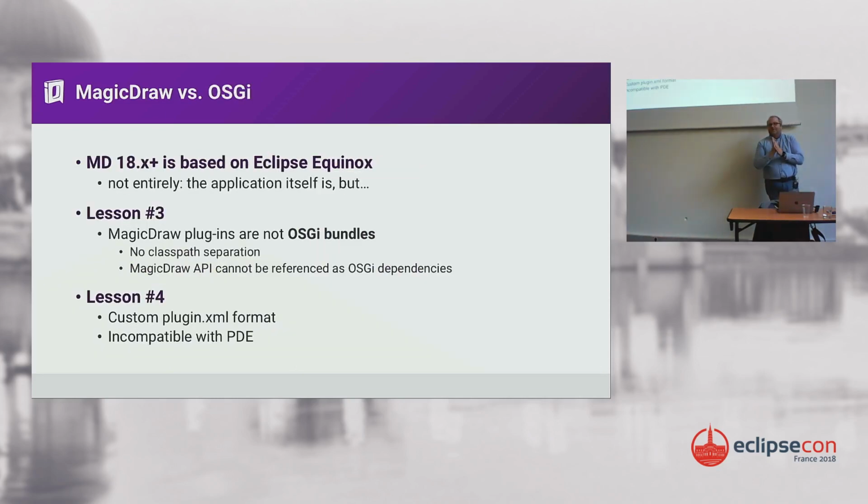The second very interesting lesson that we learned while working with MagicDraw is how it relates to OSGi. So they shifted to an OSGi-centric overall design in the 18 series of MagicDraw. However, this OSGi approach is completely different to what Eclipse actually does. So one of the major lessons that we learned was that these MagicDraw plugins do not correspond to OSGi bundles the same way as Eclipse plugins do, meaning that there is no separation of class path similarly to the OSGi mechanisms. And also the dependencies are handled completely differently.